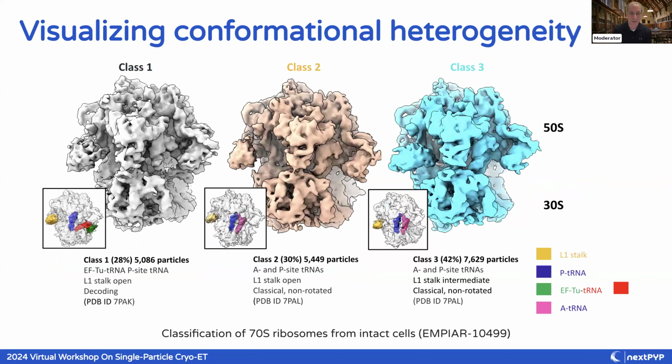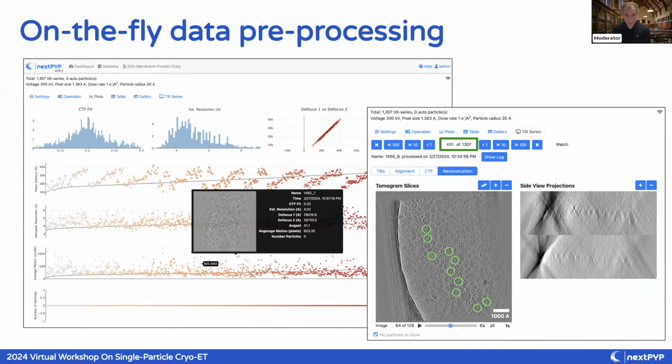As I mentioned, we're also using 3D classification to study heterogeneity. The example you're seeing here is for native ribosomes, 78 ribosomes on intact cells. This is from the EMPIAR database, entry 10499, where we can tease out different conformations and piece together the different states of translation of the ribosome.